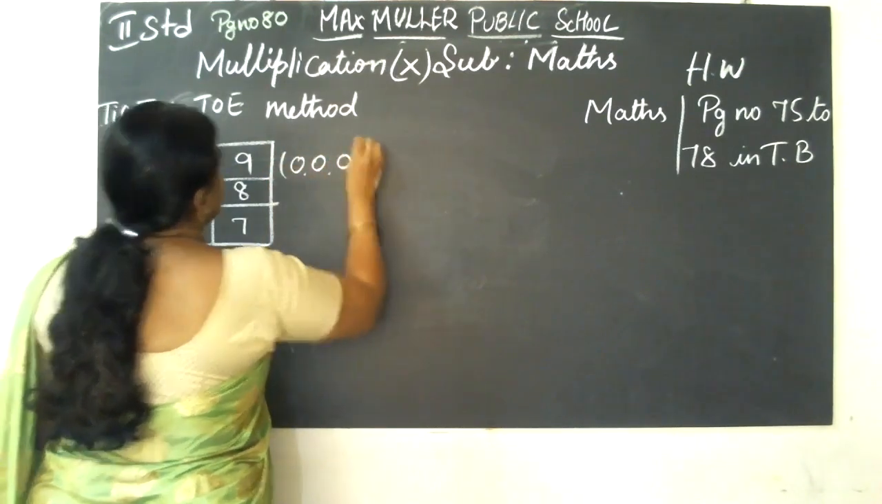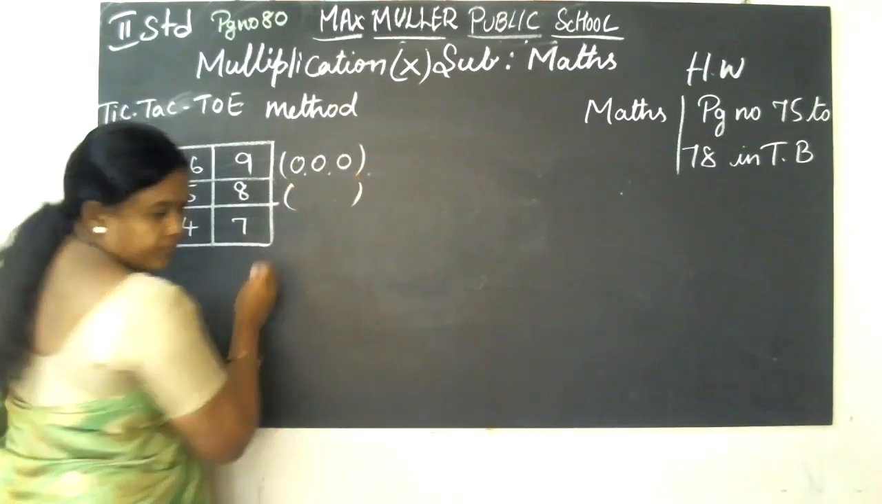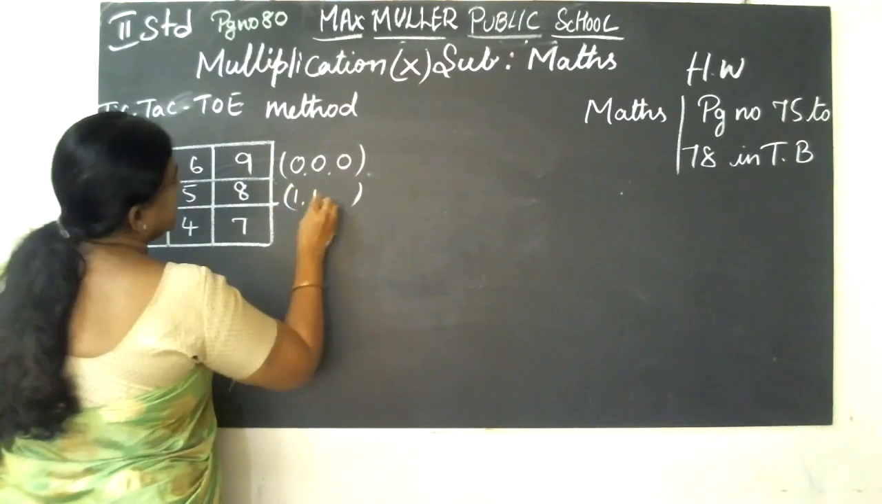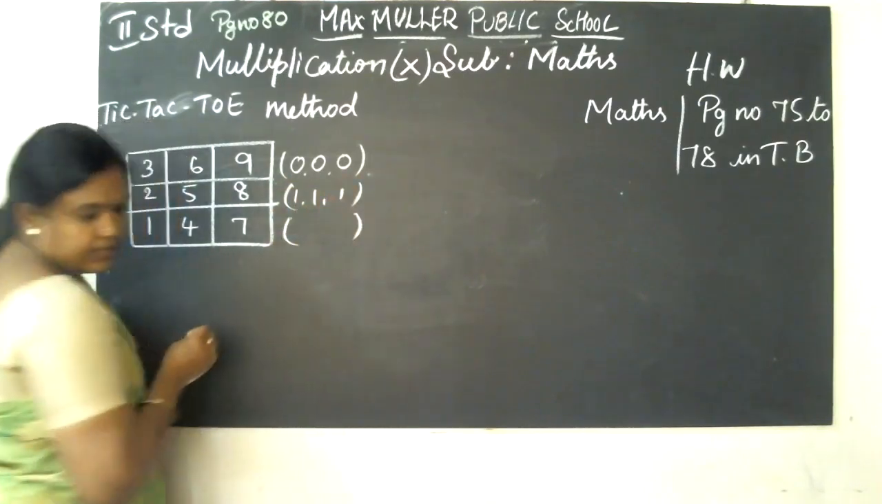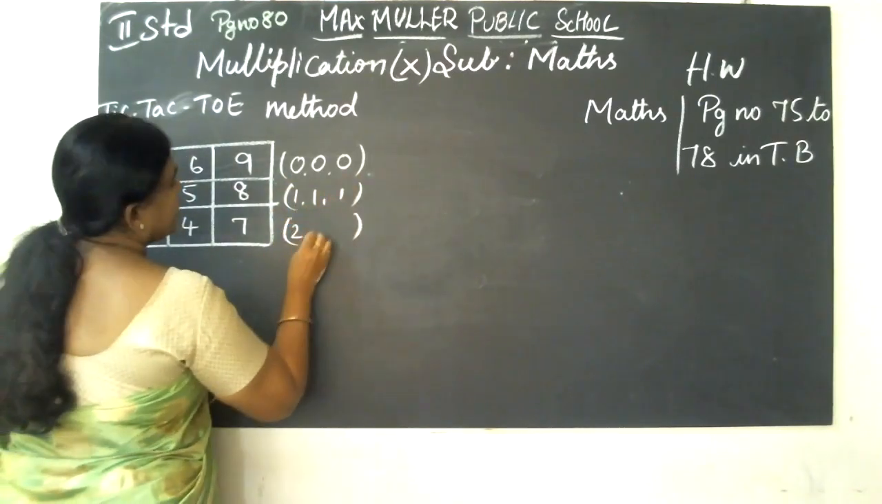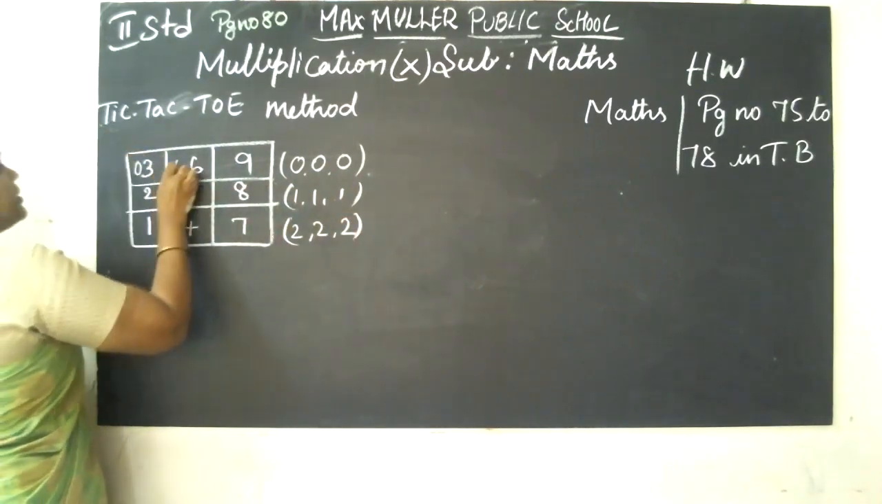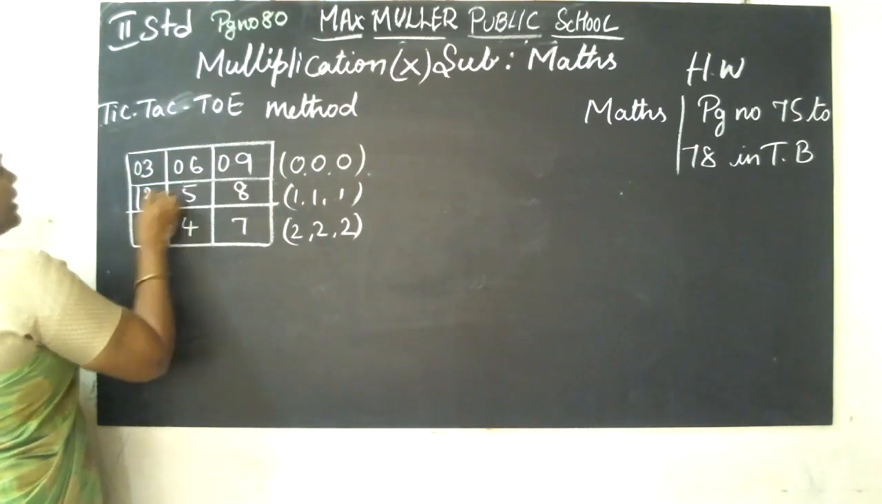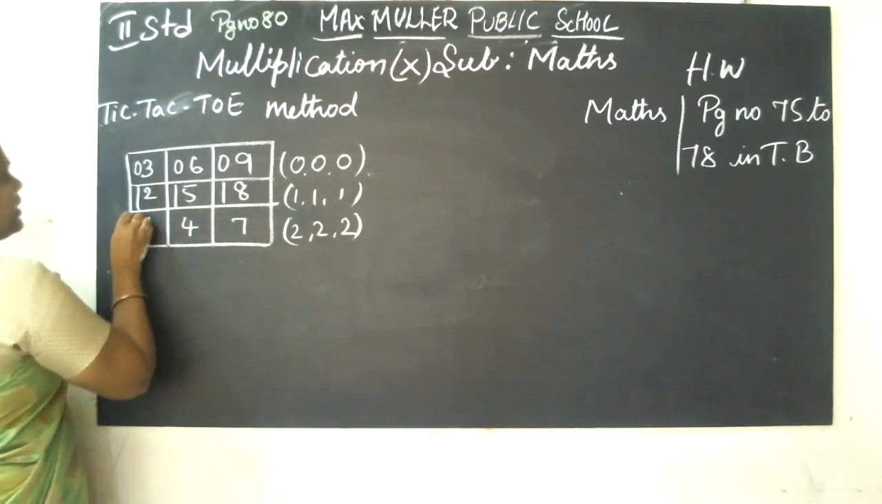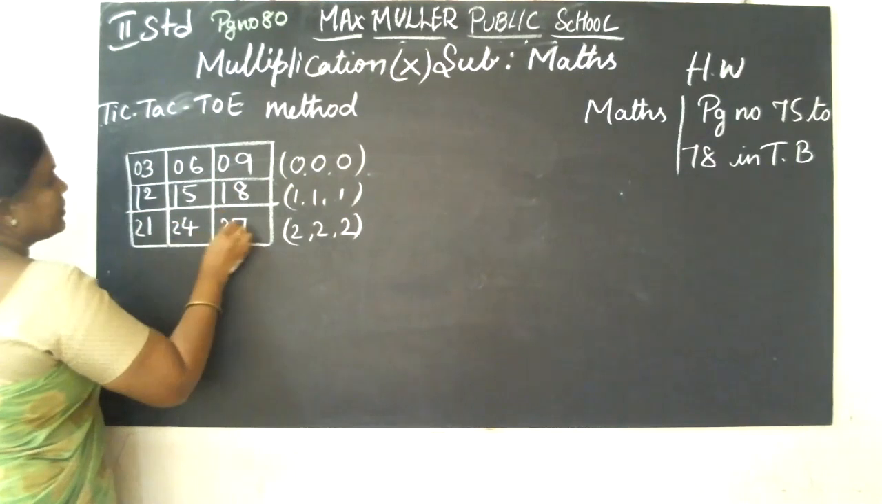Before the digit you want to write. In the second column, 1, 1, 1. Before the third column you want to write 2, 2, 2. Now we will write just 0, 0, 0. Here 1, 1, 1. Here 2, 2, 2.